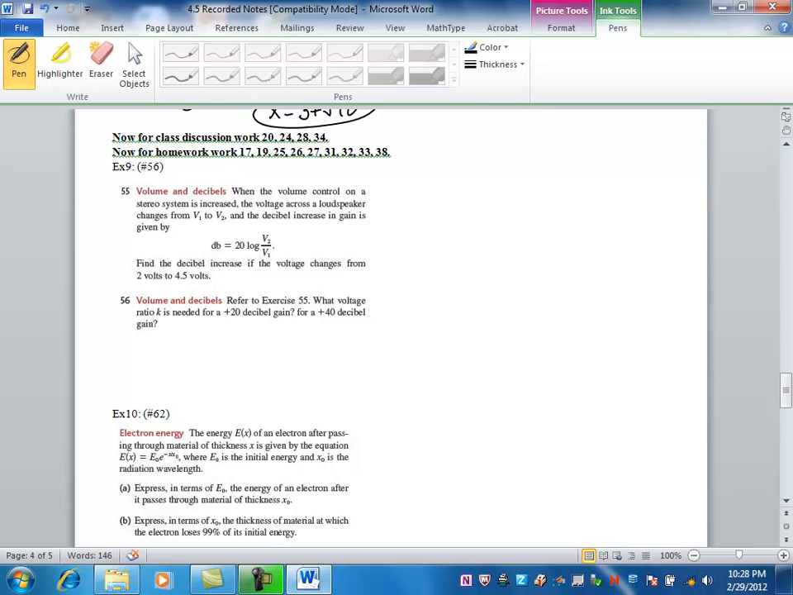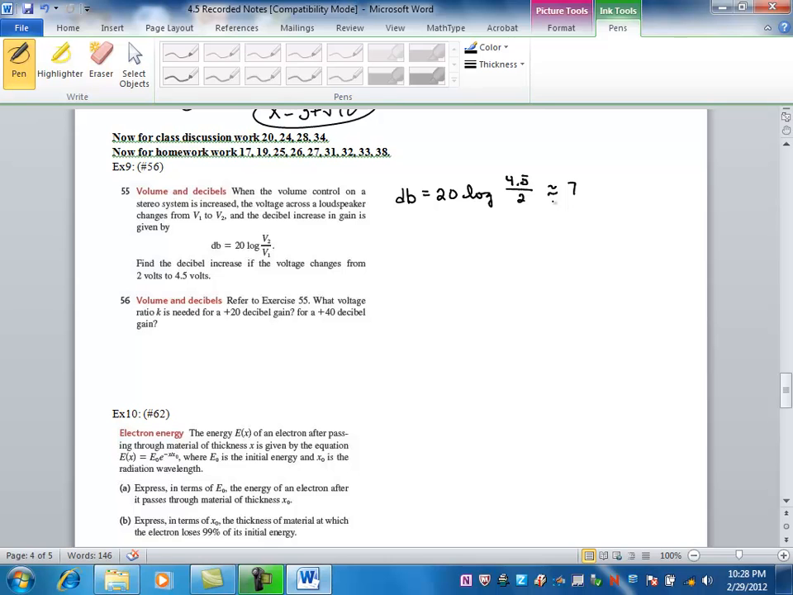some application problems. It says when the volume control on a stereo system is increased, the voltage under a loudspeaker changes from V1 to V2, and the decibel increase in gain is given by this function. They want us to find the decibel increase if the voltage changes from 2 to 4.5 volts. Well, so our decibel increase is equal to 20 times the log of 4.5 over 2. And this works out to be approximately 7. So that's the decibel increase. We gain about 7 decibels there.